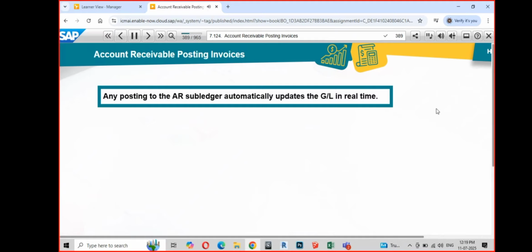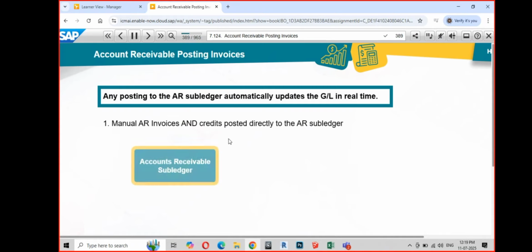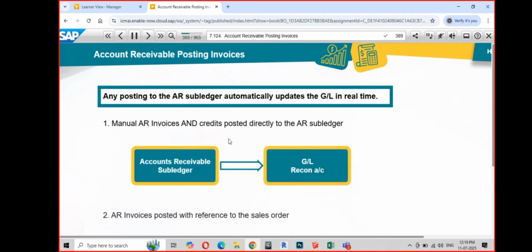Any posting to the AR subledger automatically updates the GL in real time. So I think by now the subledger concept would be clear. Your individual customers or your individual vendors are called subledgers. And how are they linked to the finance module? Through the reconciliation account. Can you see this? The first point of interaction between your finance and your accounts payable, your finance and your accounts receivable, your finance and your assets is your general ledger reconciliation account.